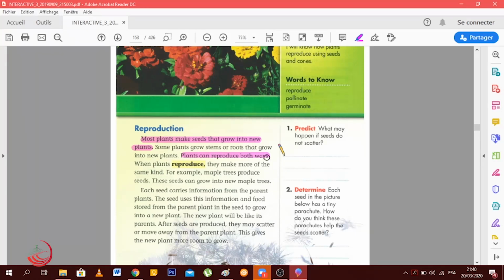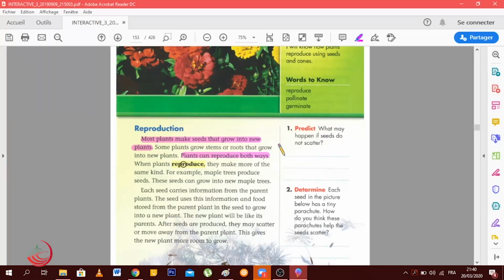So plants grow stems and roots, and they can reproduce from the stems, and they can also reproduce from the root. They can reproduce both ways. When plants reproduce, they make more of the same kind.